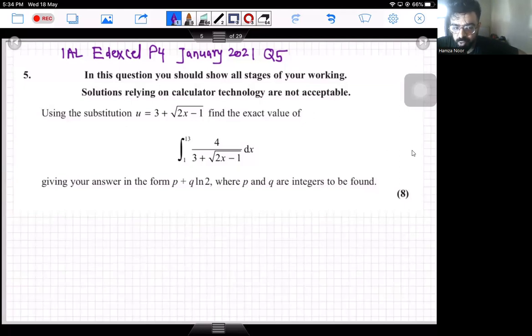So using the substitution u equals 3 plus the square root of 2x minus 1, find the exact value of this definite integral: 4 upon 3 plus the square root of 2x minus 1, integrated with respect to x, upper limit 13, lower limit 1, giving your answer in the form p plus q ln 2, where p and q are integers. So this question is worth 8 marks.